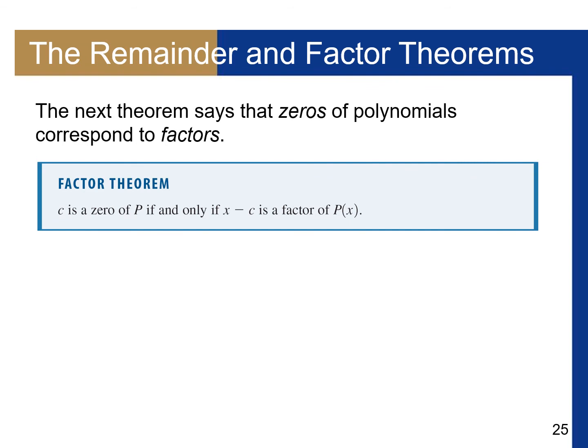Now the factor theorem is related to it because, as we just showed, if c is a 0 of p, that means your remainder is 0, then you're going to get a factor of the polynomial. So this is only if your last number when you do your synthetic division ends up being 0.